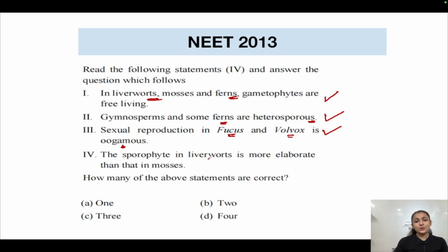Statement 4 is saying the sporophyte in liverworts is more elaborate than that in mosses. Now this statement is incorrect because the sporophyte is more elaborate in mosses as compared to liverworts. So how many statements are correct? 1, 2, 3. 3 statements are correct. So the correct answer is option number C.